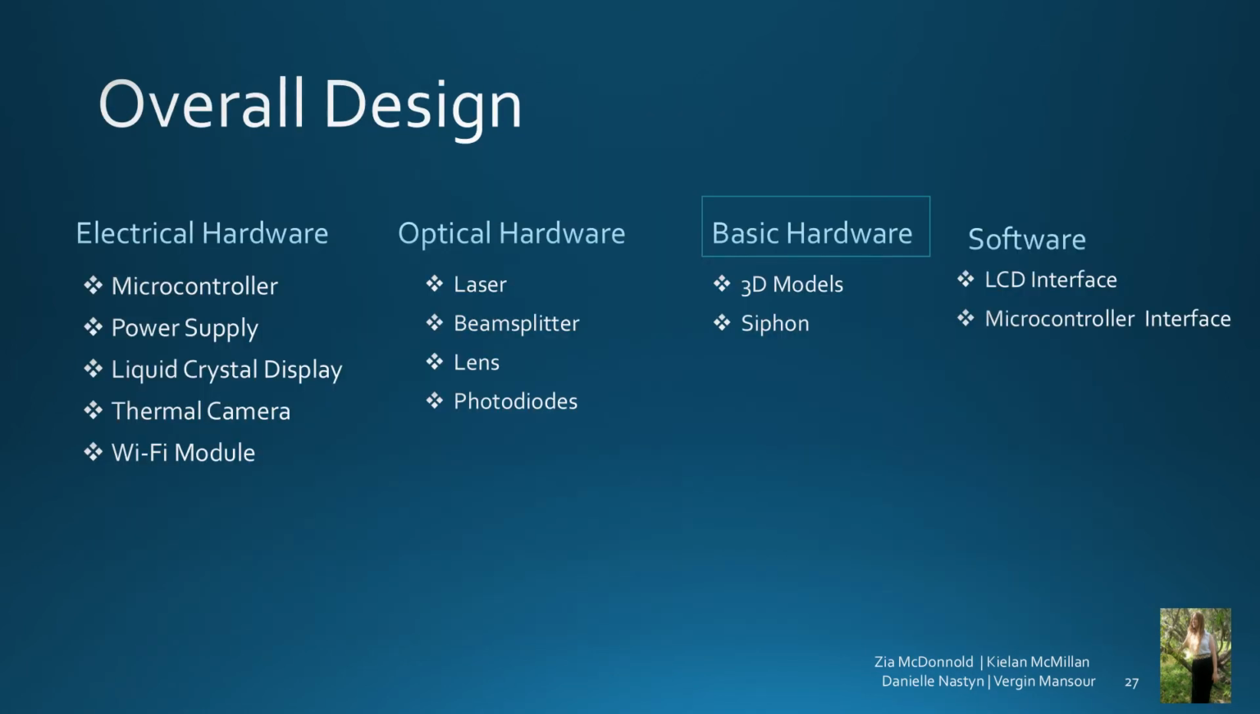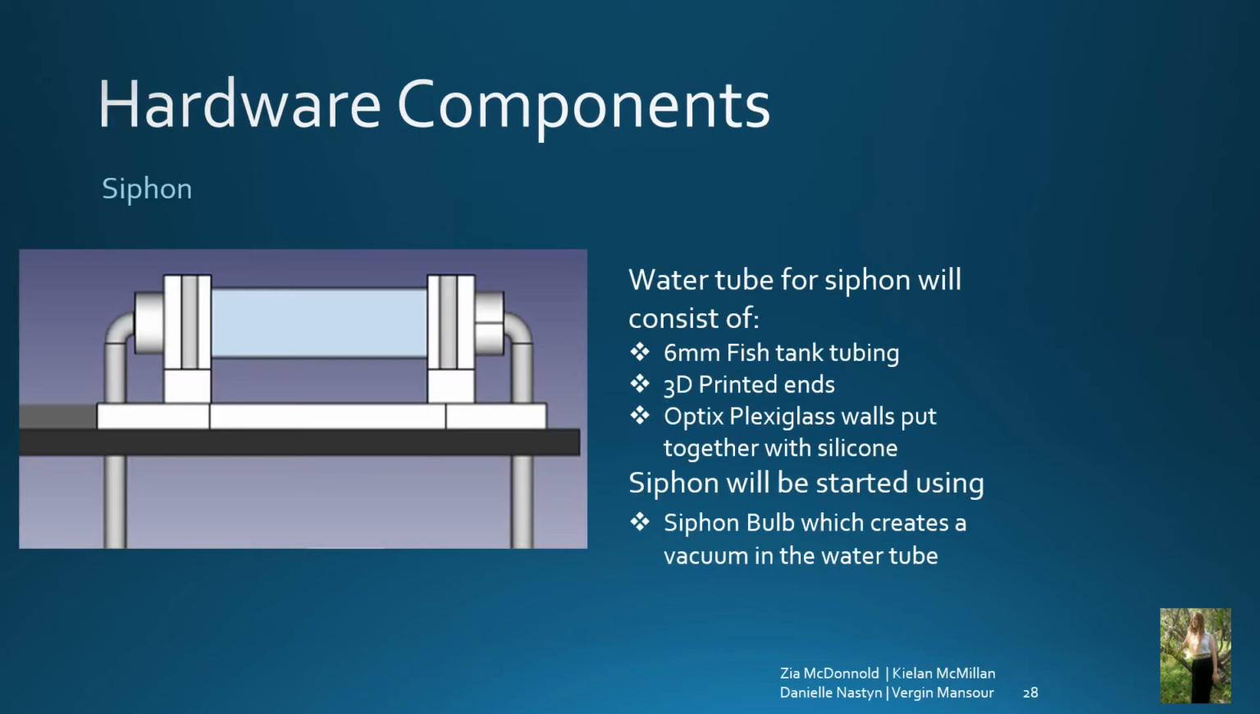Next, we will be talking about some basic hardware. The first basic component we will be talking about is the siphon. If you look at the image, this is a free CAD model of what the siphon we will construct will look like. It will consist of a constructed water tube, which will be made of 6mm fish tank tubing, 3D printed ends, and plexiglass.